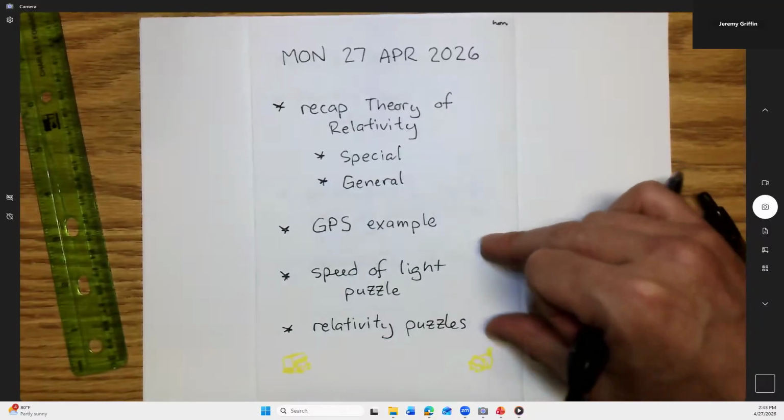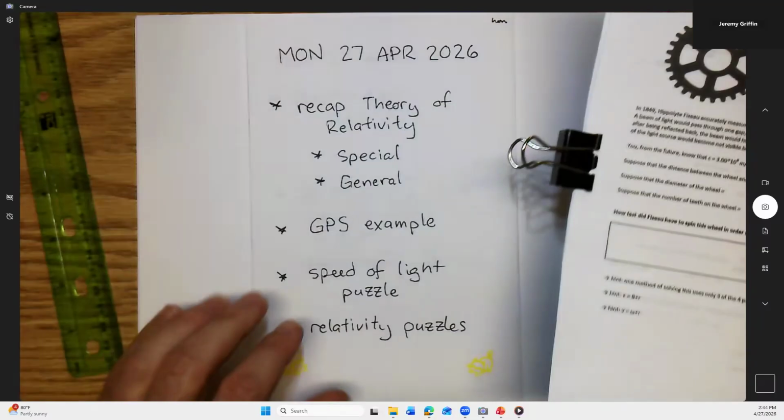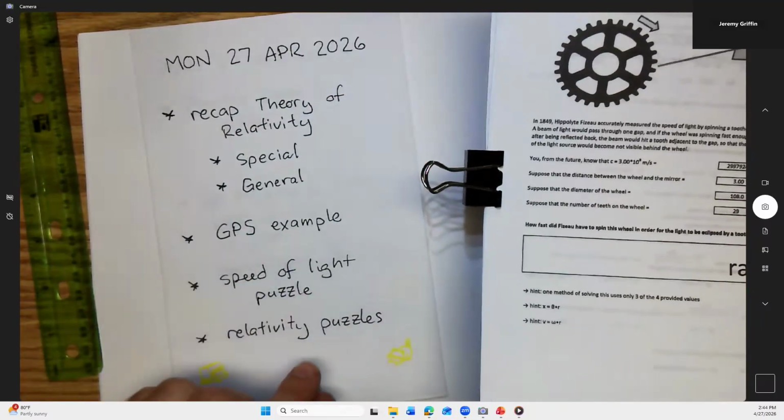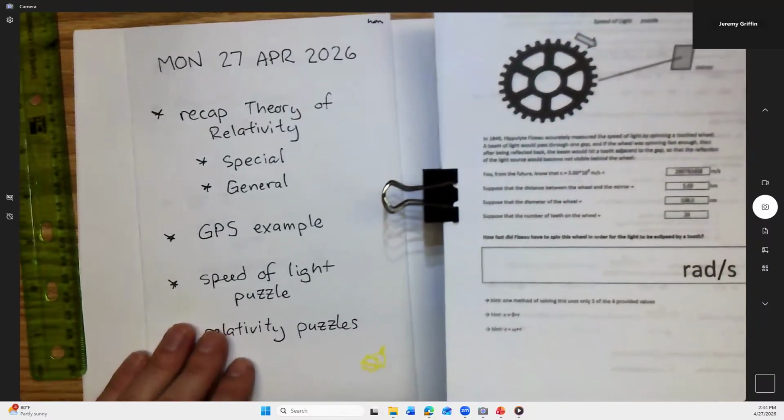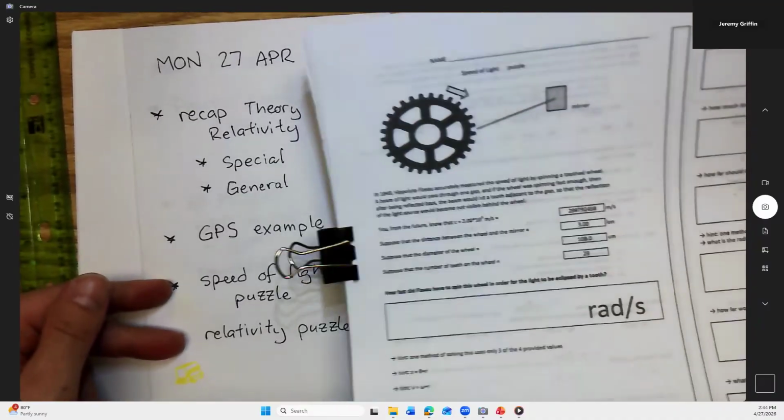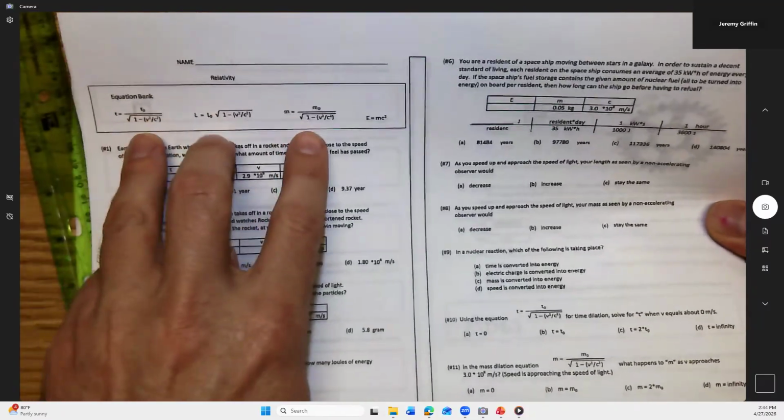And then probably about the second half of class today, I'll hand you guys this page. I'll give you the rest of class today and probably some time where I'm thinking. There's a couple of puzzles. On one side, it's the speed of light puzzle. And if you flip it over, on the other side are a bunch of relativity puzzles. And I give you the relativity equations.